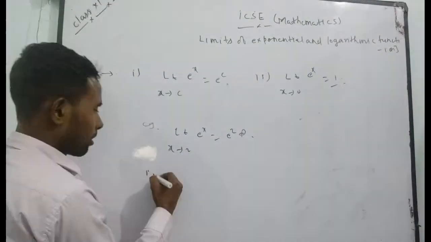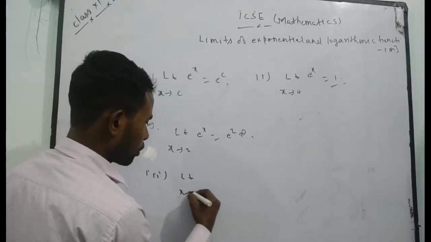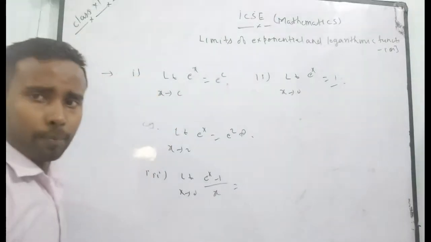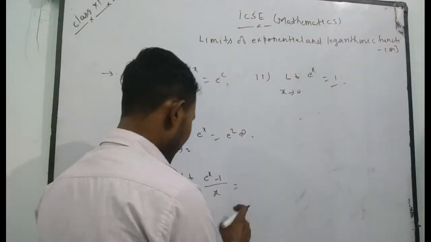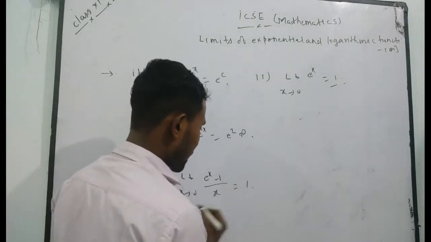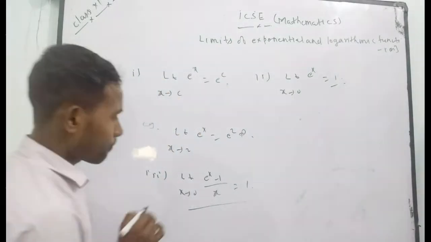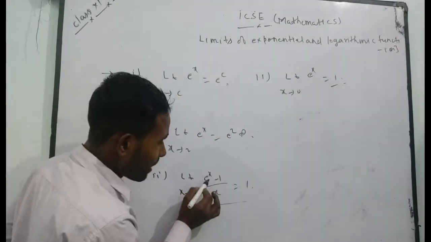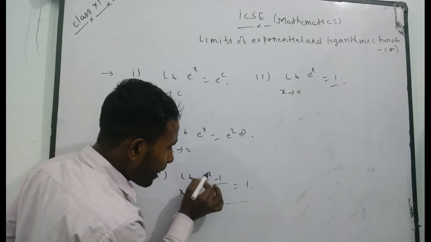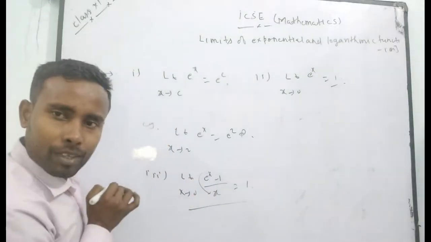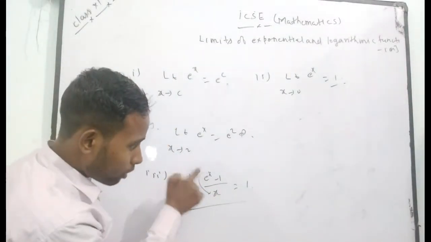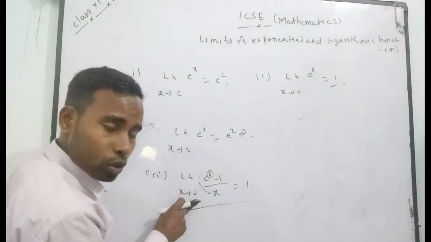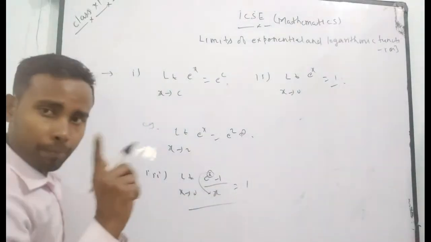Now I want to take the third formula, which will be limit x tends to 0 of e to the power x minus 1 divided by x is equal to 1. It is a very important formula. Be careful. Here e to the power x minus 1 is divided by x. If x is here, then there should also be x below, and x is approaching 0, then in that case its value will be 1.